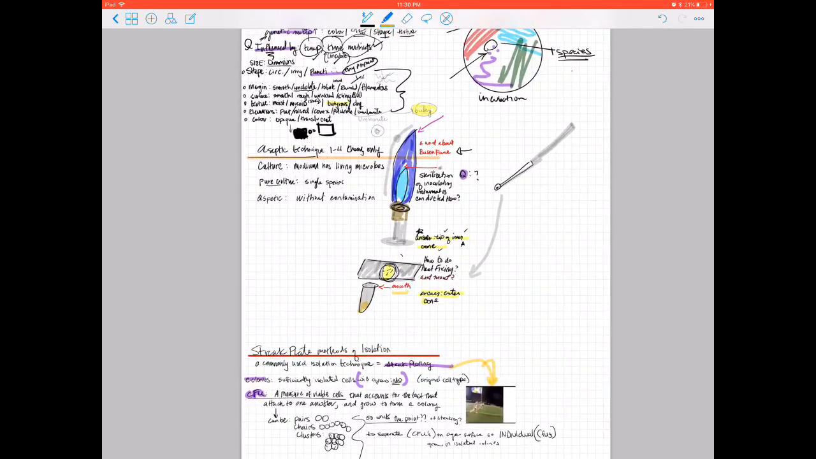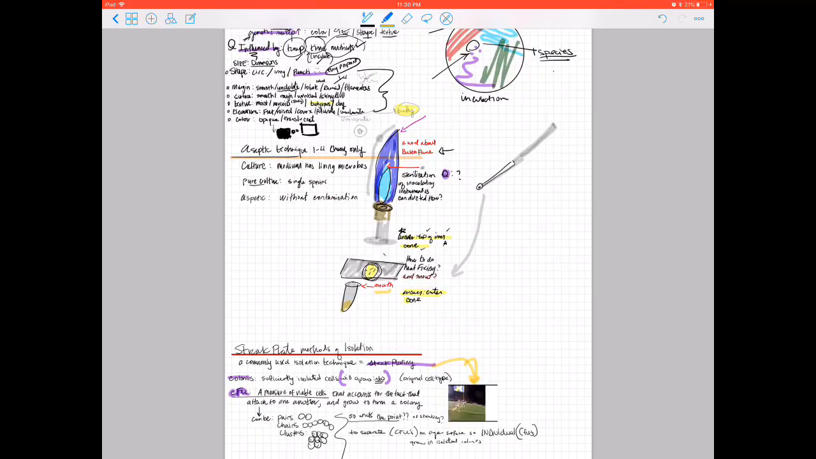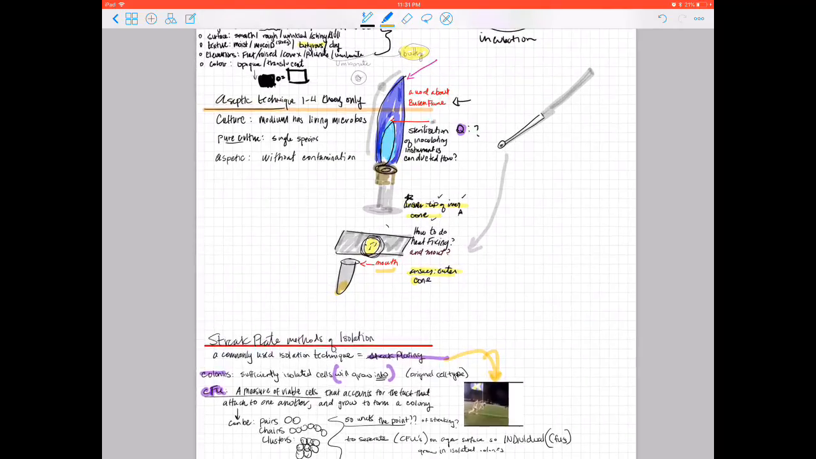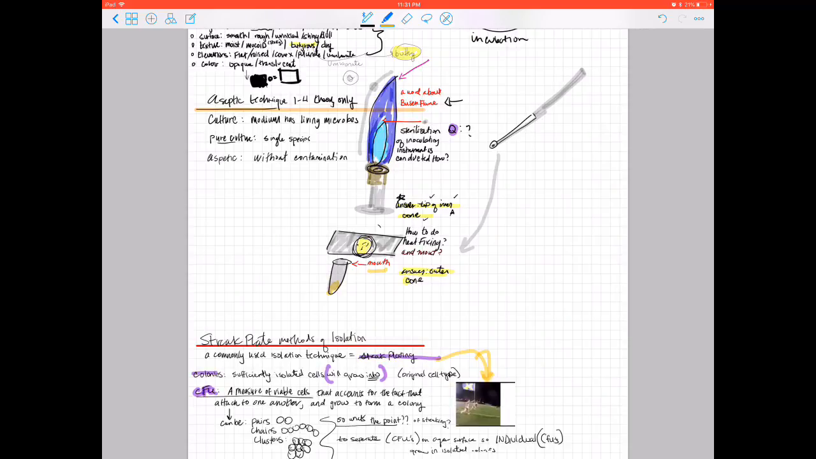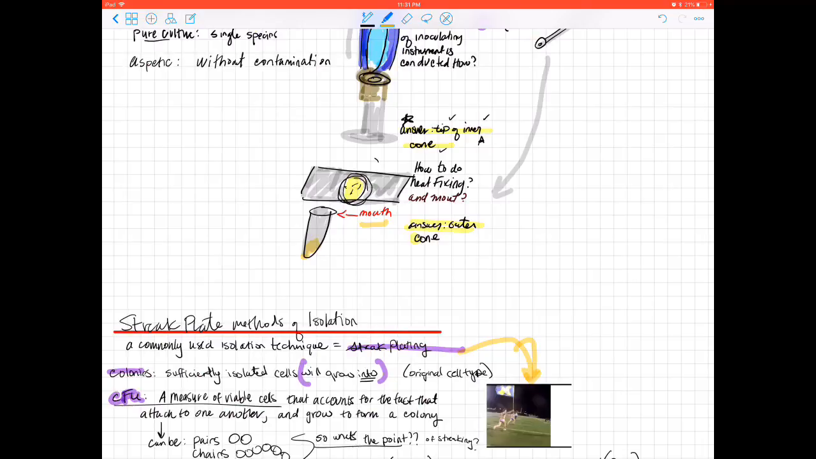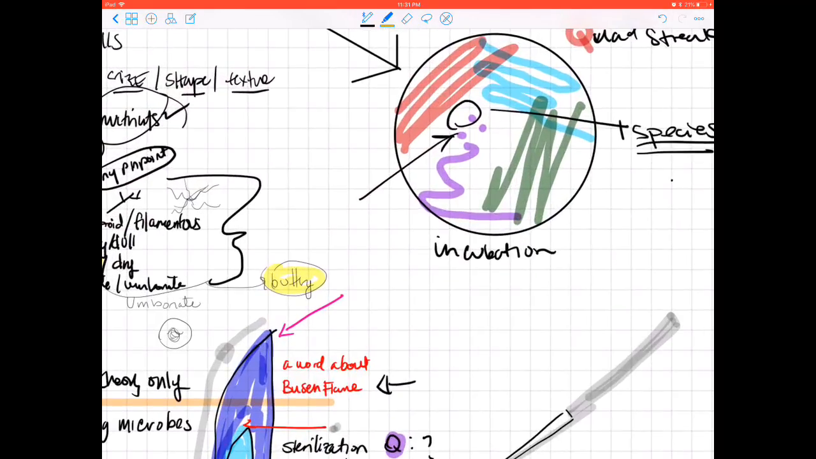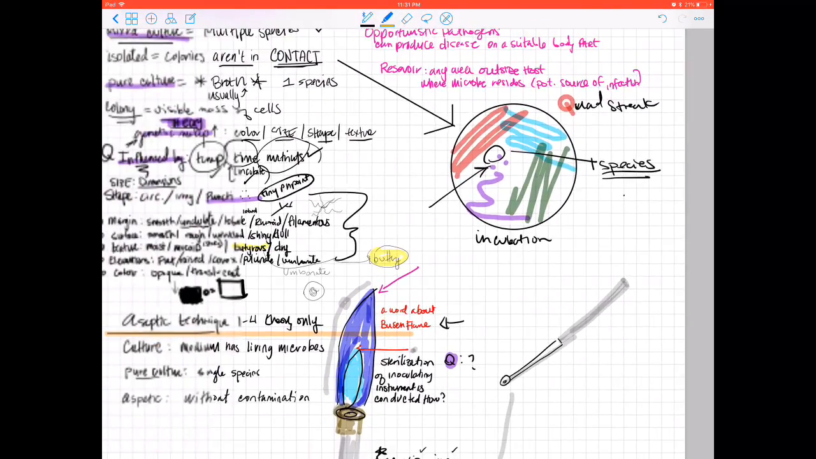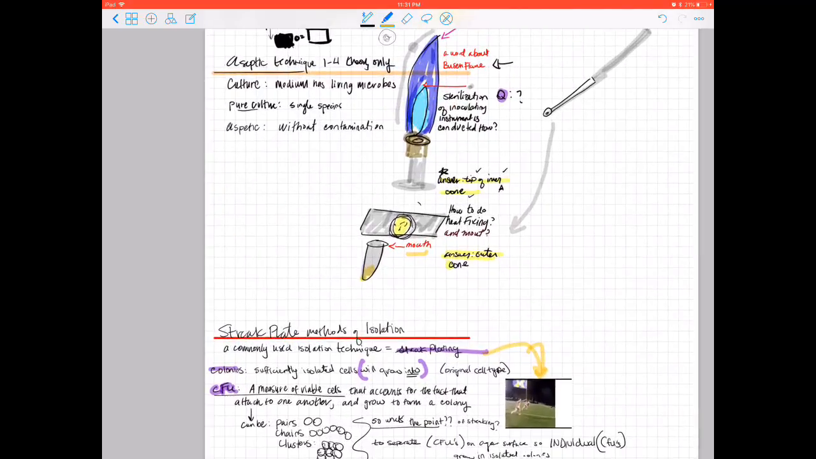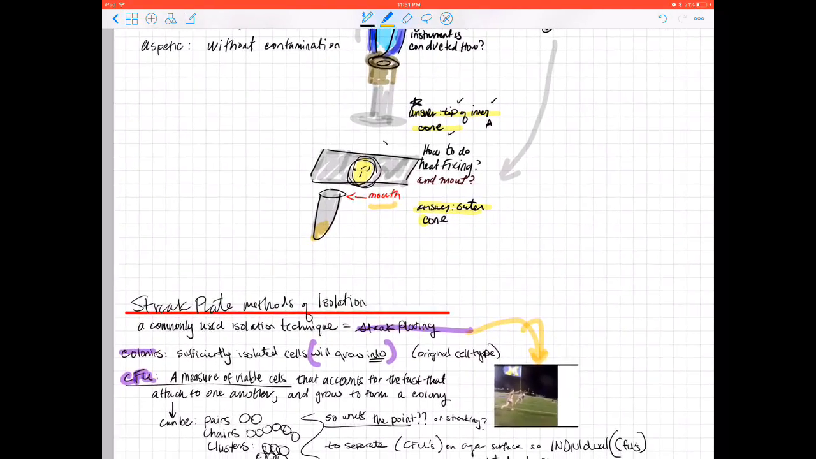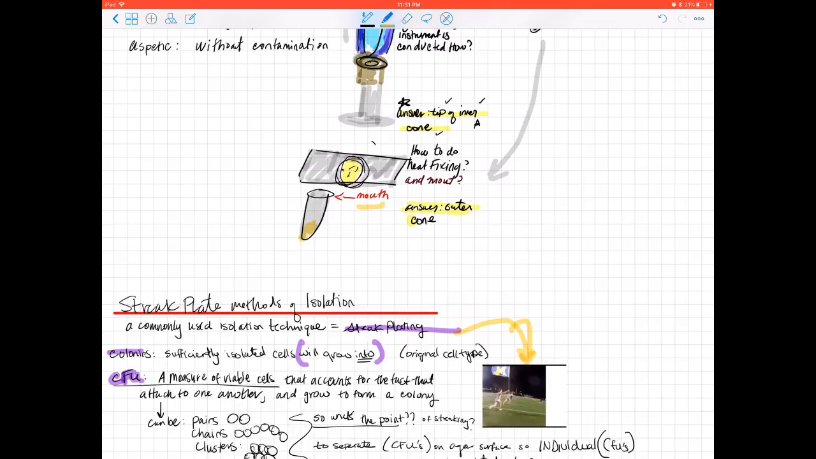Okay, moving on. So a CFU. This was really confusing for me, but I think the easiest way to explain this is: a CFU is a measure of viable cells that accounts for the fact that they attach to one another and they grow to form a colony. So say that you do this isolation technique, okay? Then you go and look at it under a microscope and you get really close, you're in oil immersion, you're going to town, and the goal is again to isolate to get to the original cell type.